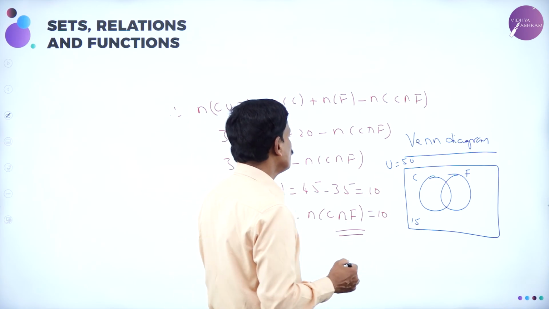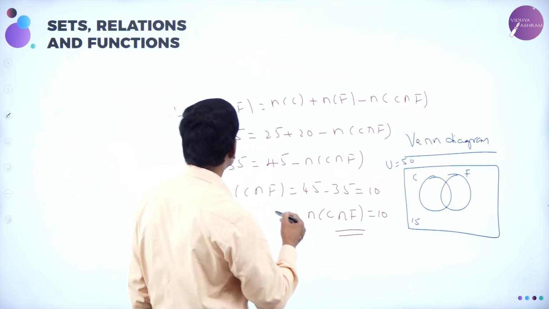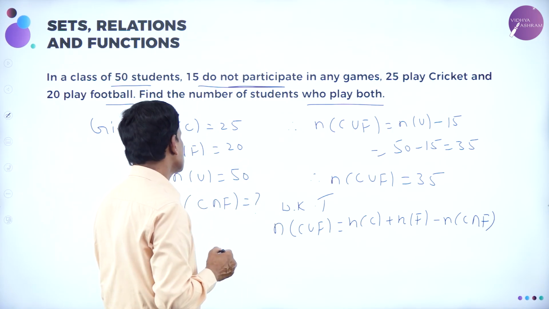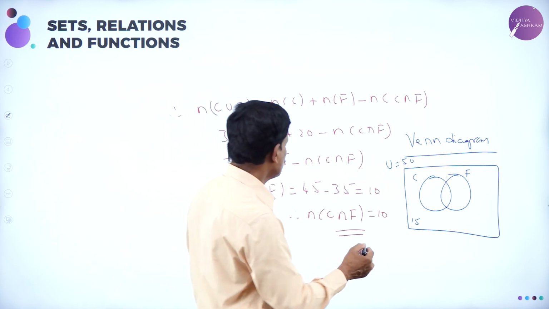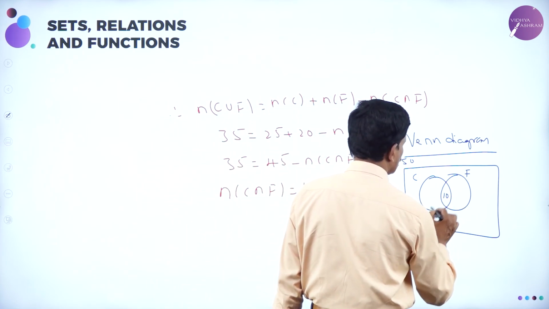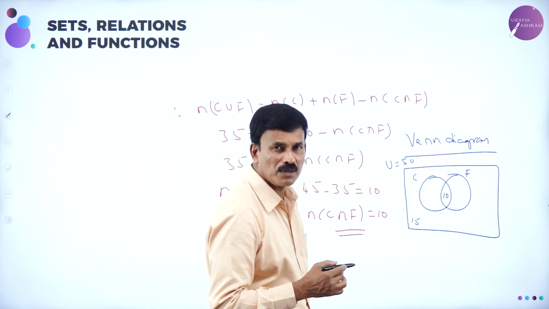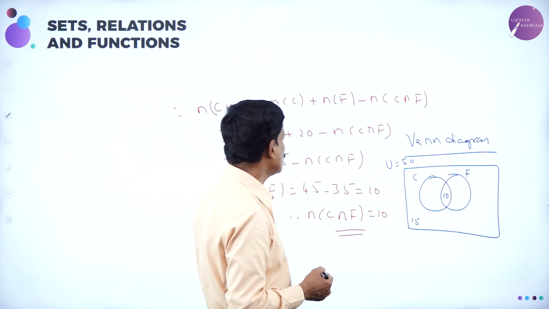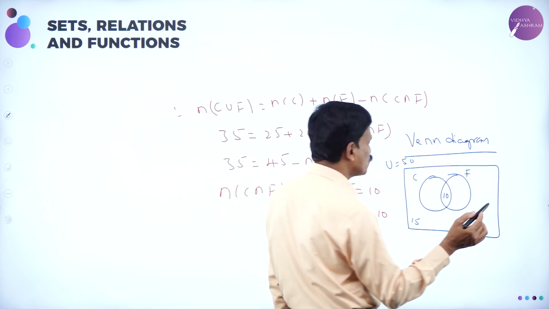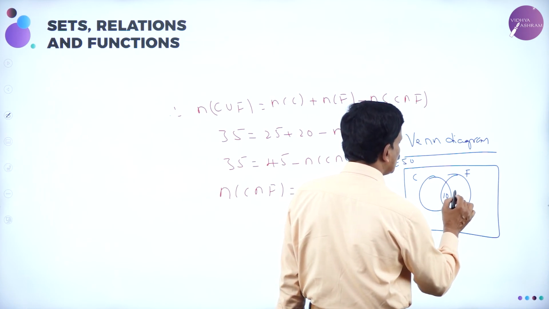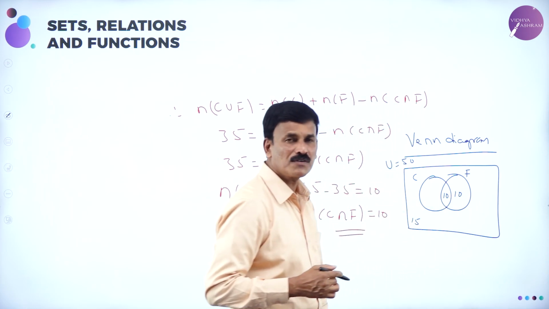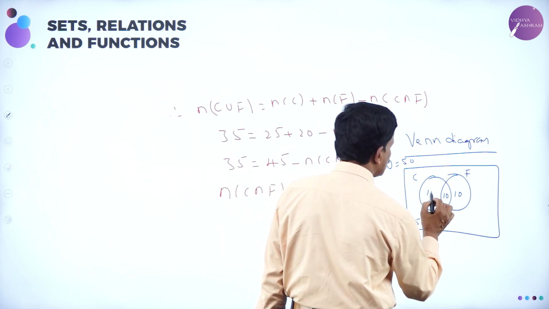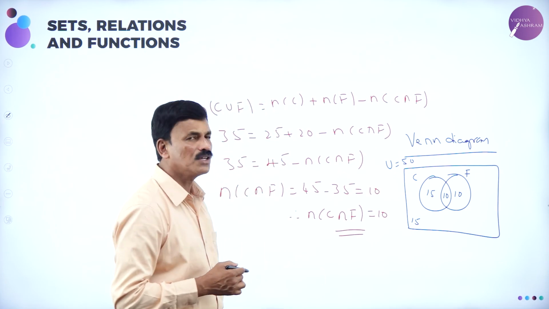Here the number of students who play cricket is 25, and the number who play football is 20. The number of students who play both is 10, so 10 students play both cricket as well as football. What is remaining? Football is 20, and already we have 10 here, so 10 plus 10 is 20. And cricket is 25, already we have 10, so 10 plus 15 is 25. That's it, this is how we represent it.